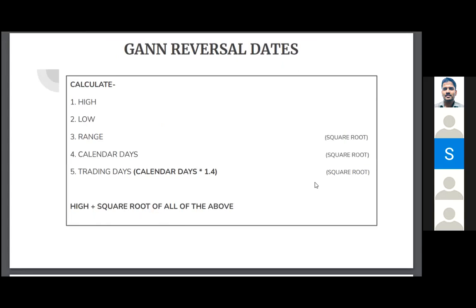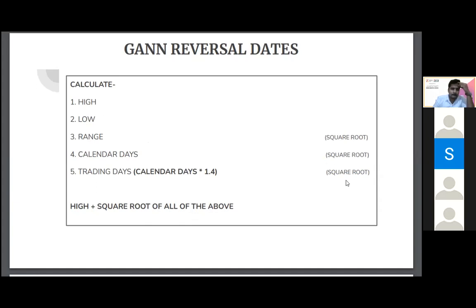Moving on to Gann reversal dates. This is the last formula discussed today, and it is also used for long term. For this, we need to find the high and the low in a given period, and the range, which is high minus low, then calendar days and trading days. Trading days can be calculated by multiplying calendar days with 1.4. And we need to find the square root for these things as well.